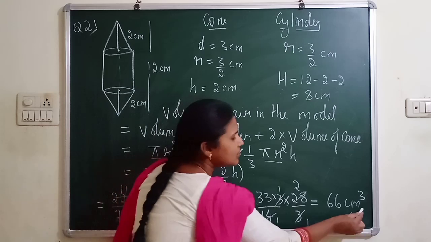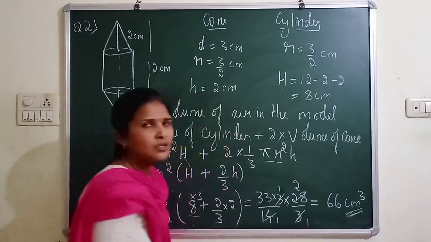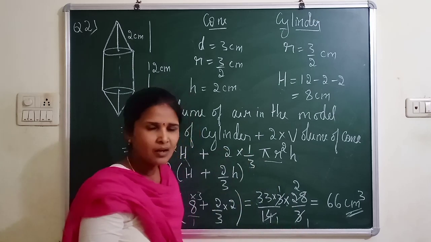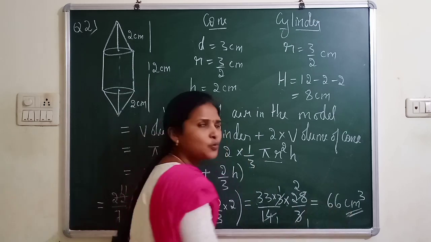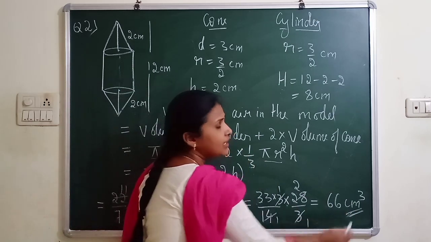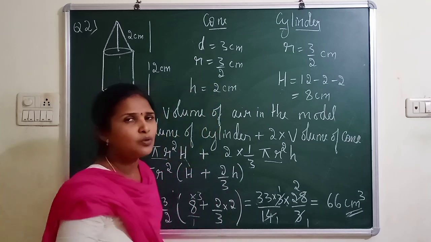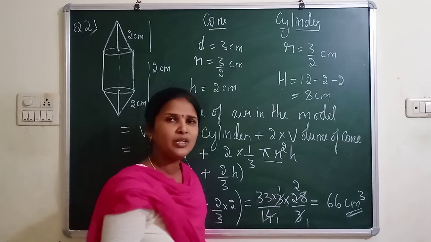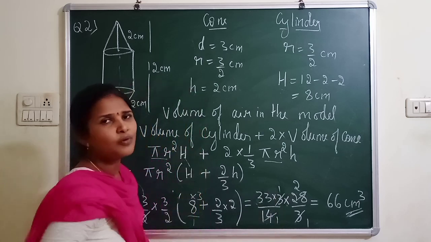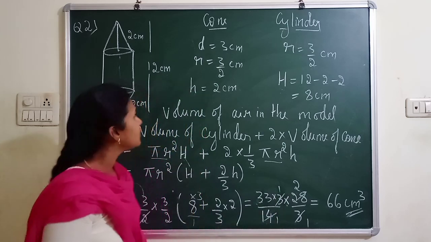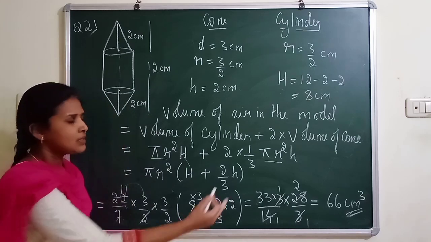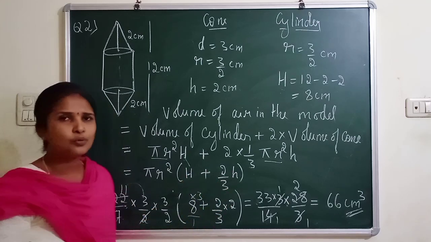So concentrate, this unit is very important. Whenever you go for circumference or perimeter, the unit is centimeter. For area, centimeter square, and for volume, centimeter cube. So it is very important to write the unit. Otherwise you lose half a mark if you don't write the unit of whatever you find out. That unit is compulsory. So like this we can find that the volume of air inside this model is 66 centimeter cube.